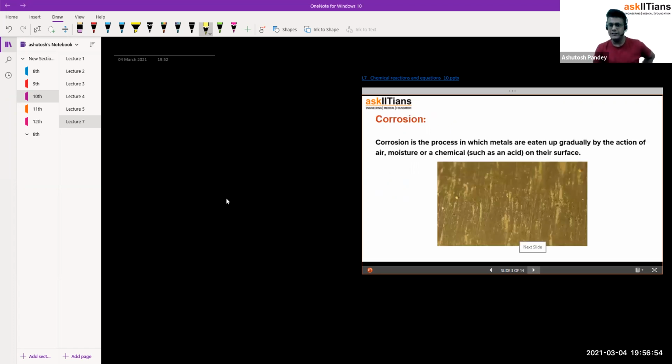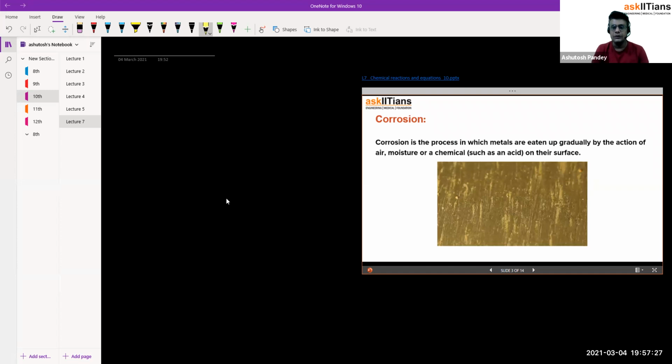We all have seen corrosion, experienced it. Corrosion is the process in which metals are eaten up gradually by the action of air, moisture, and chemicals on their surface. You will learn it in detail in class 12th that air is required and moisture is also required for corrosion. So oxidation is there, but in the presence of a very small amount of water.